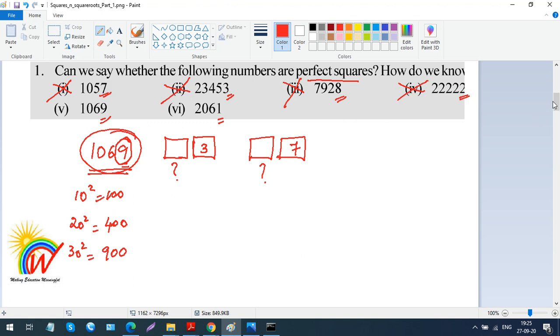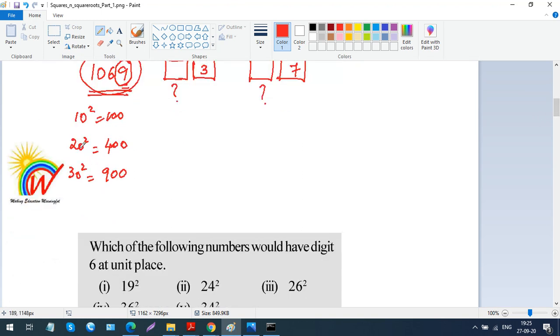So how do you find the square of these numbers? 30 square is going to be 3 into 3, 9. The 0 also gets squared, so 2 zeros. Similarly, 20 square is 2 into 2, 4, and the zeros double.